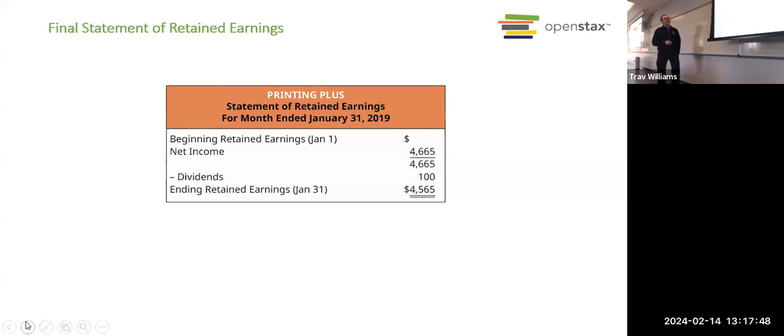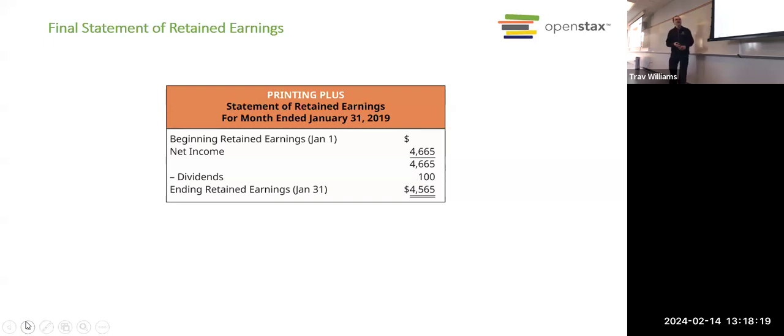Then we have the statement of retained earnings. Somebody tell me what's meant by this phrase retained earnings. What is that? Profit from a previous period. Perfect. Exactly. Because your net income is profit, right? From this period. But your retained earnings is the total profit that you've held on to.